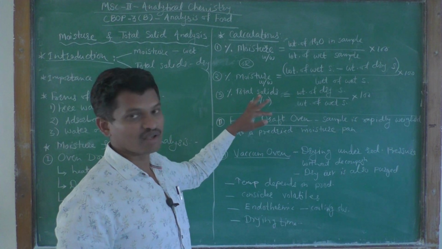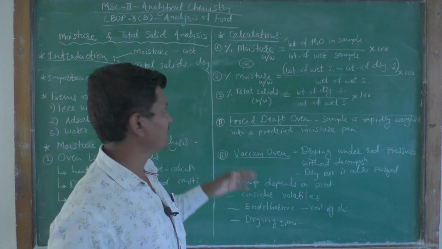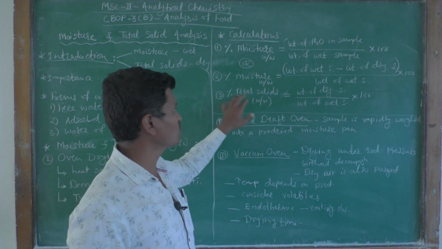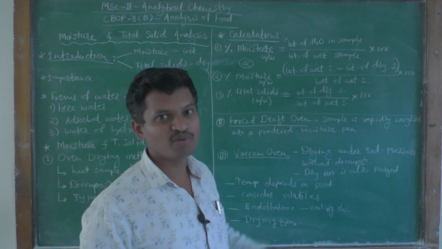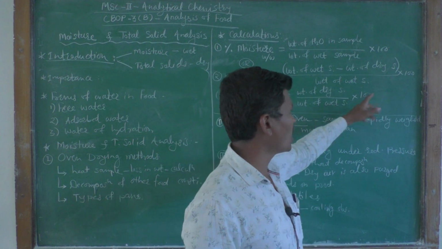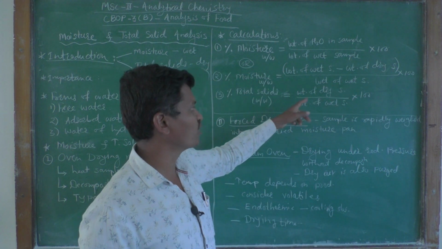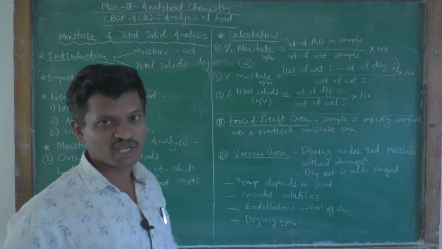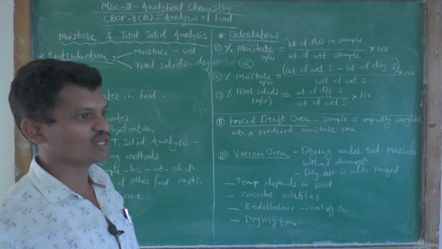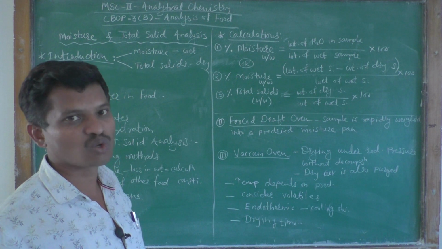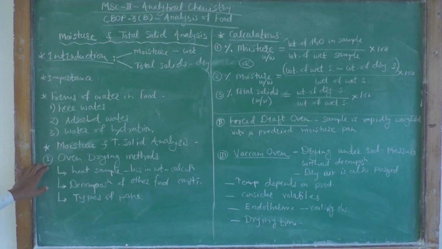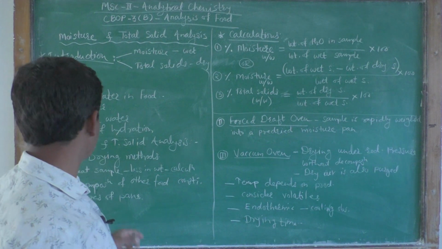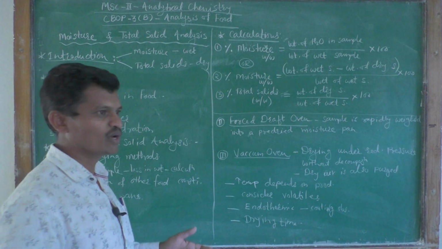Then the remaining matter we call dry matter, and that dry matter is nothing but total solids. So the percent total solids on a weight per weight basis can be calculated as weight of dry sample divided by weight of wet sample times 100. So this formula can be used for the calculation of moisture and total solid analysis. This is the first main type of moisture and total solid analysis, that is, the simple oven drying method.